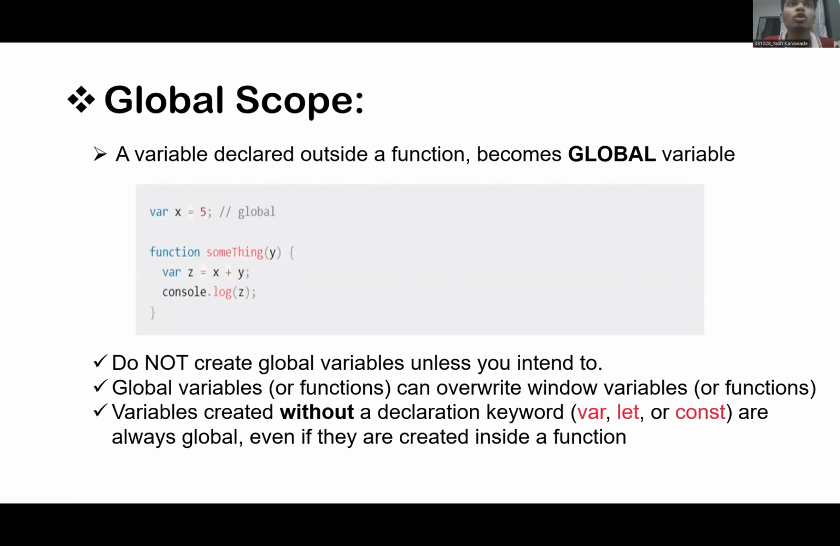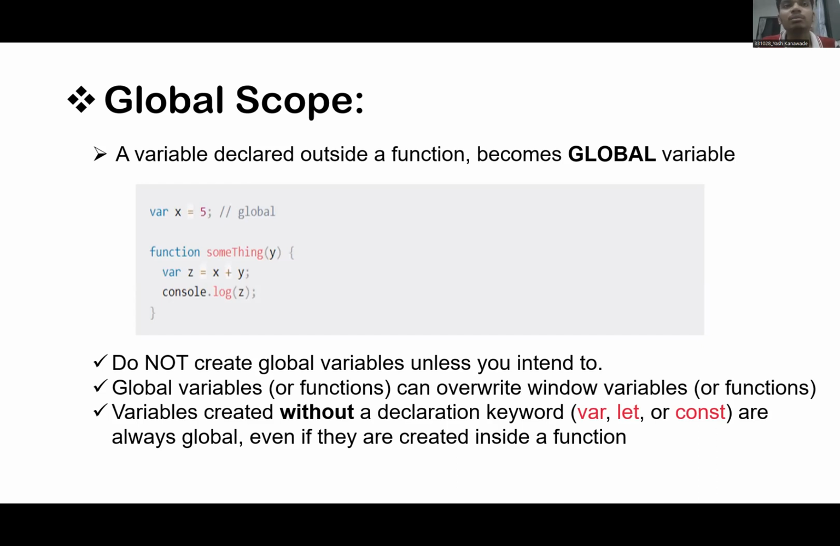So next one is global scope. A variable declared outside a function becomes a global variable. Here we have taken an example of var x equals 5, that is a global variable. Then function something that takes y, where z equals x plus y. Here we have taken the x value, so we can access that global variable inside the function as well, and we will print out z.